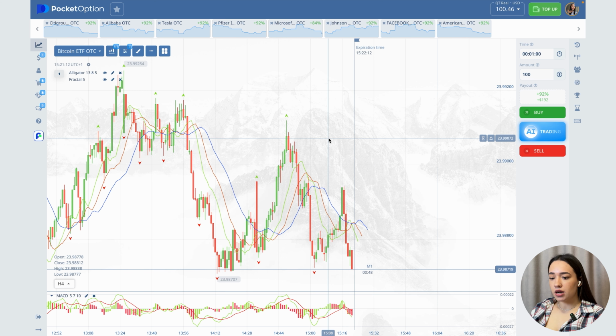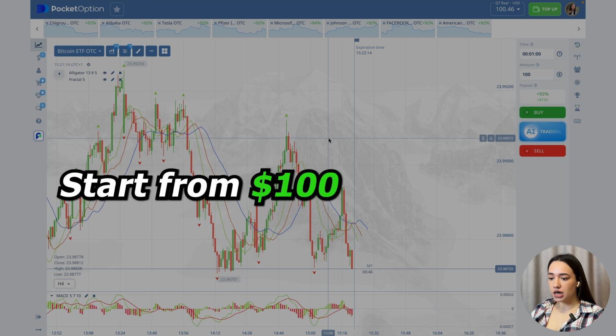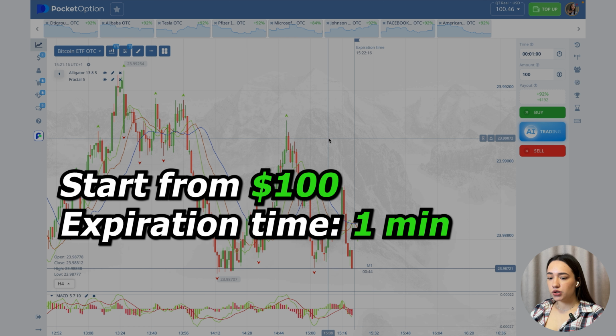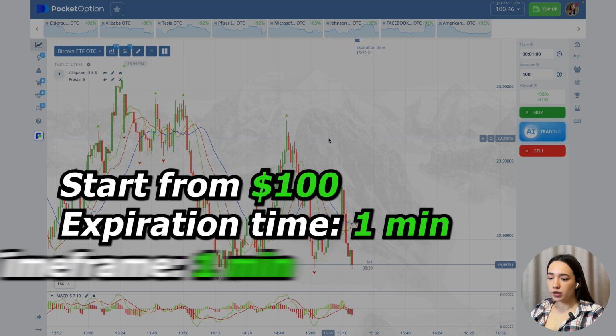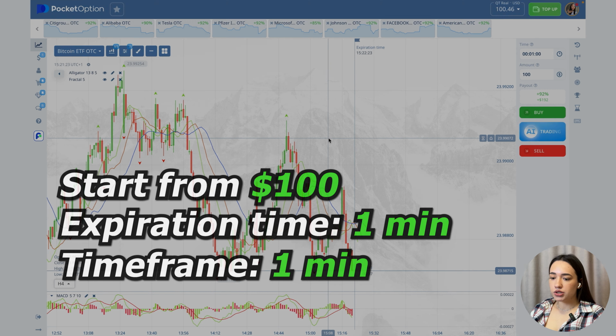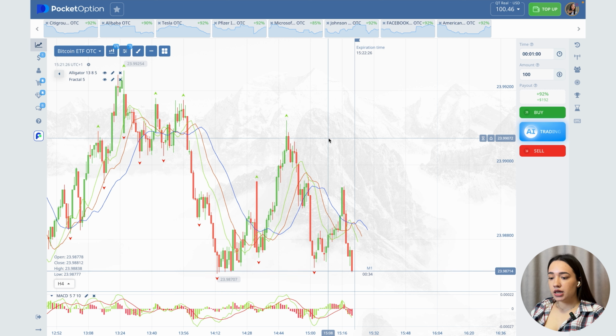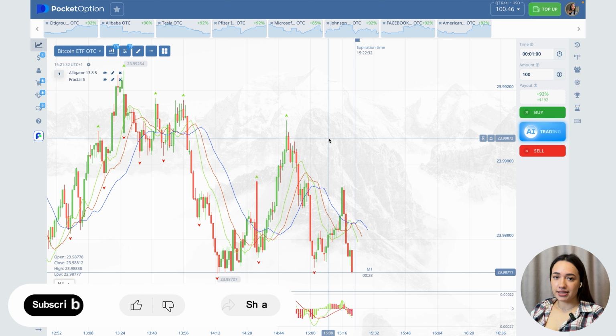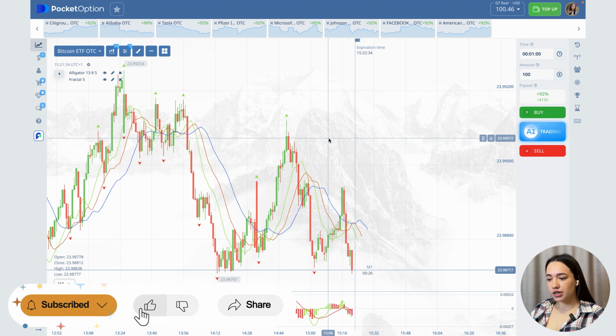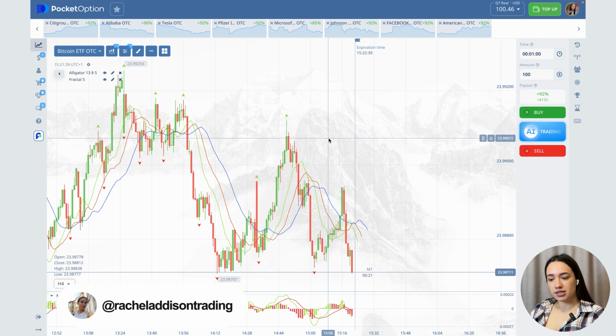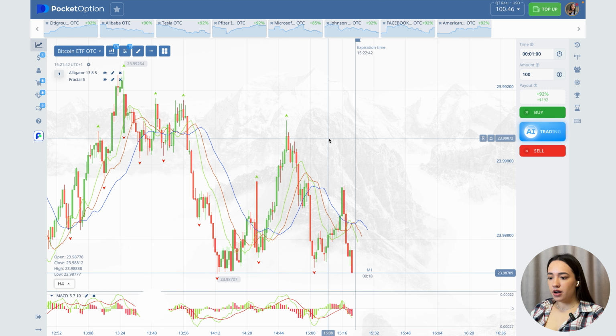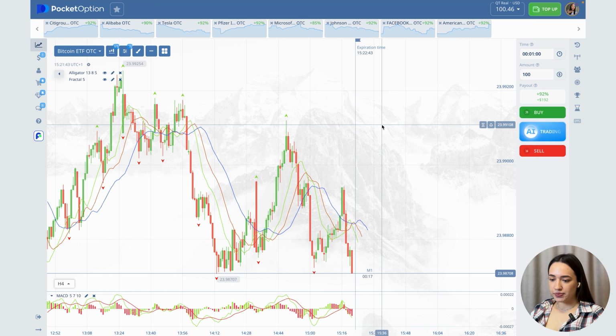So we'll start at $100, and each transaction will be opened for 1 minute of expiration. I am also performing the analysis on the 1 minute time frame, and I will try to make a good jump today. So I hope I can do well. Wish me luck, guys. I've also done a detailed analysis of the market for the recent period of time, and I'm pretty sure that I will succeed. So let's start and find the first entry point.